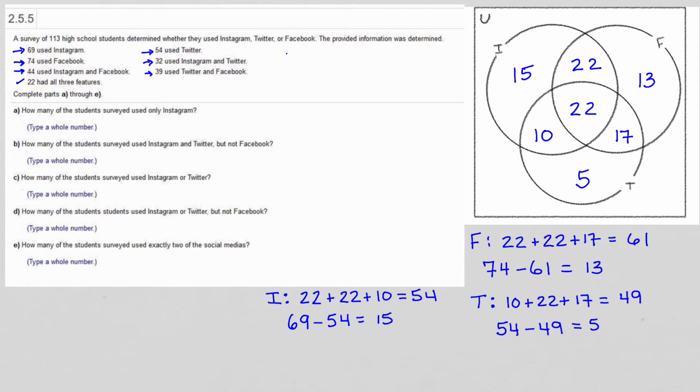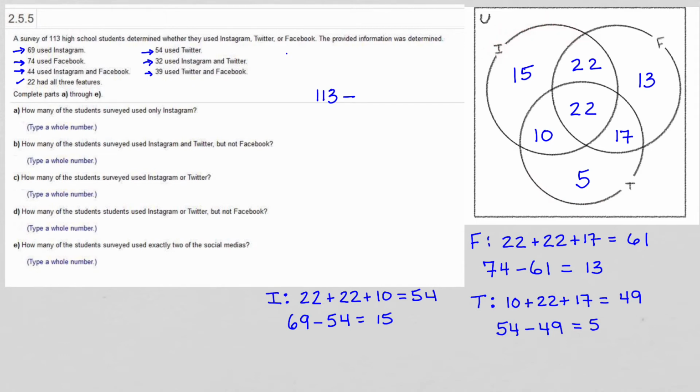So we're almost done with our Venn diagram. But we do have one area left, and that's this outside area. People often call it the universal set, but it's really the part of the universal set that is outside all three of the sets. So since we know in the beginning it told us that there were 113 high school students in the survey, I'm going to take that 113 and I want to subtract the number that we've already counted. So I want to add up all the numbers that are in all three of these circles.